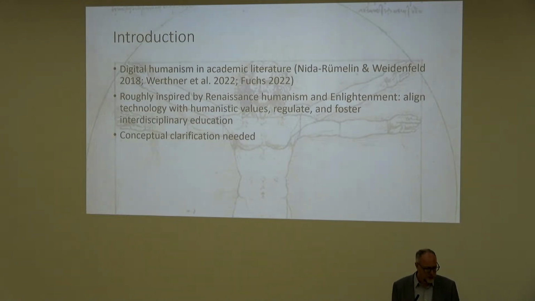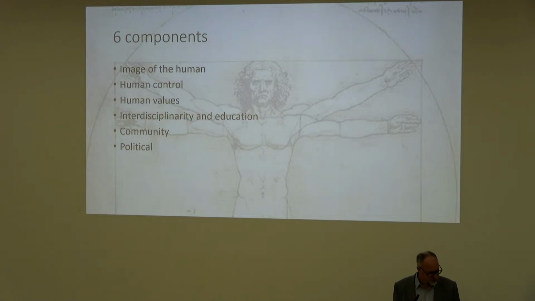Now, this is a definition that I made up. I think there is a lot of variety also, and especially some vagueness. What is it exactly? Not only what is it, but also what do people want to do with it? What is the aim of it? That's what I want to talk about today. As I said, if we expand the definition and really analyze what this concept could mean, I see 6 components: image of the human, human control, human values, interdisciplinarity and education, community, and political.